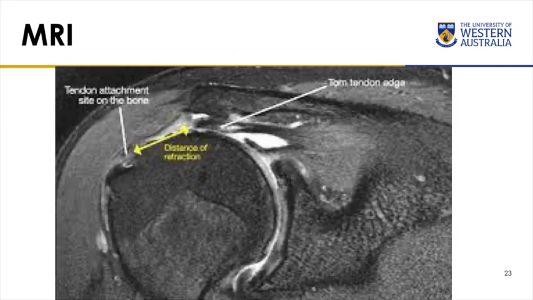MRI is the gold standard for rotator cuff imaging. It will show you the size and extent of the tear as well as the amount of retraction as demonstrated in this picture here. It will also demonstrate any atrophy of the muscles.